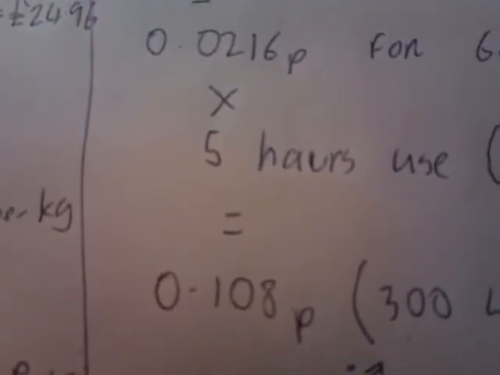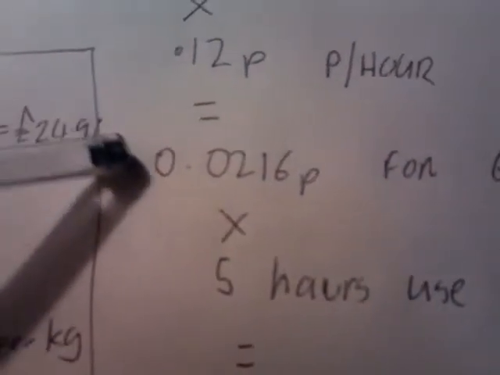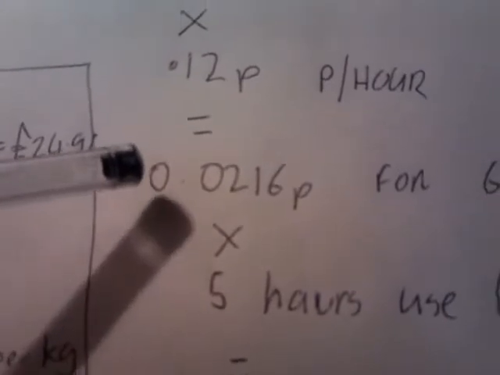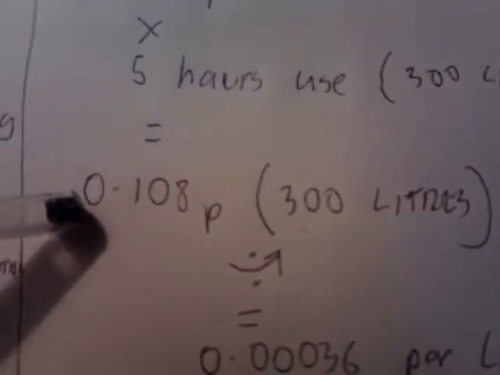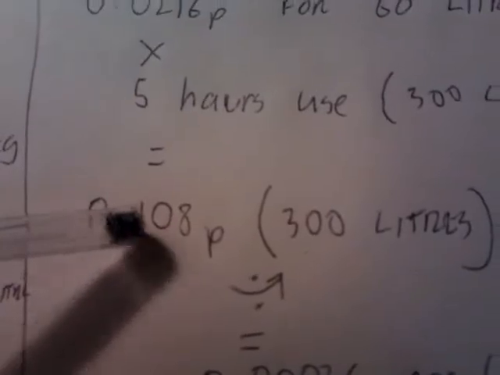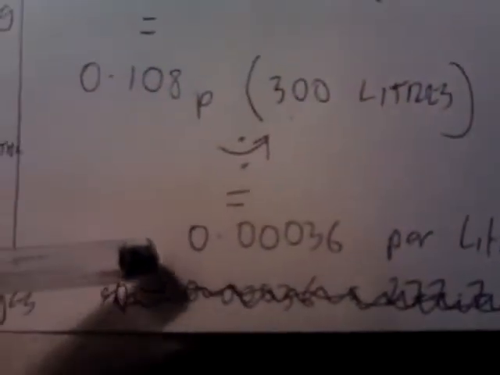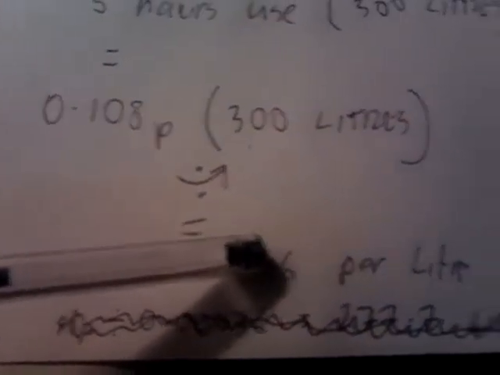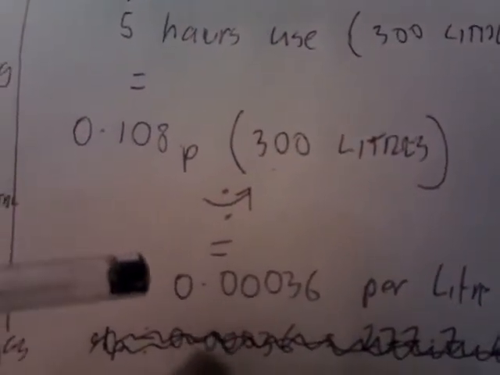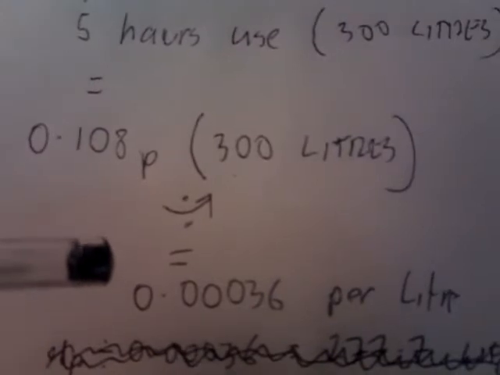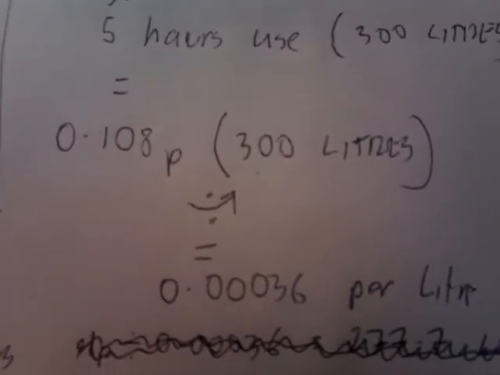0.0216 times 5 is just over 10 pence for 300 litres, which works out to be 108 pence, or 10.8 pence. Divide that 10.8 pence by 300 and it gives you 0.0036 per litre of hydrogen gas. So it's barely pence for a litre, even for a few hundred.